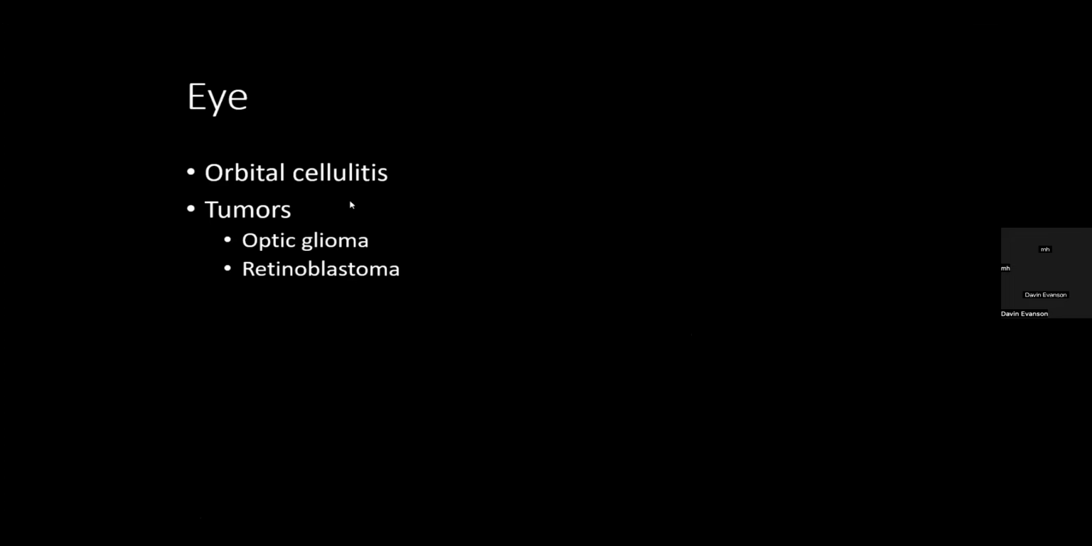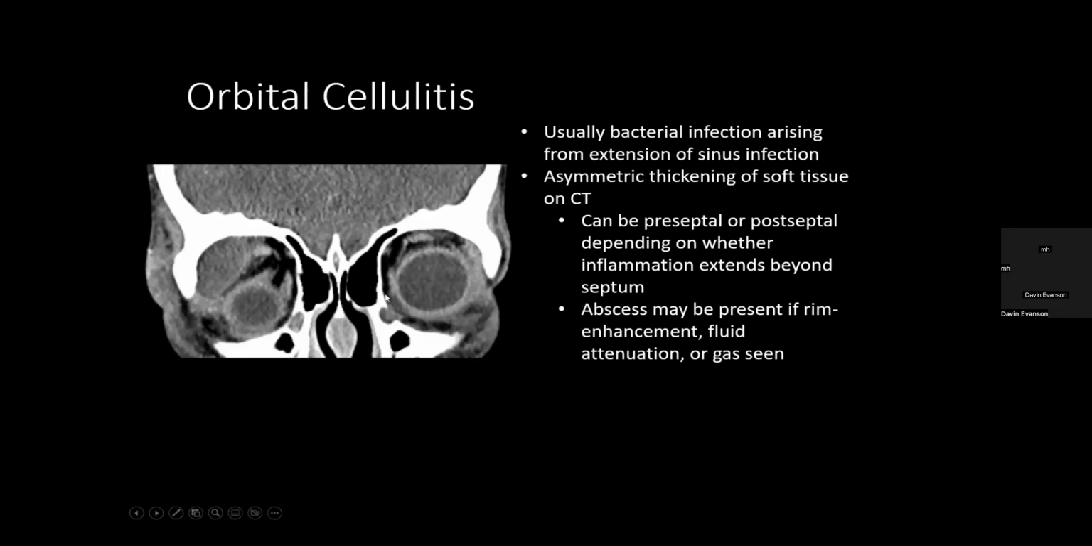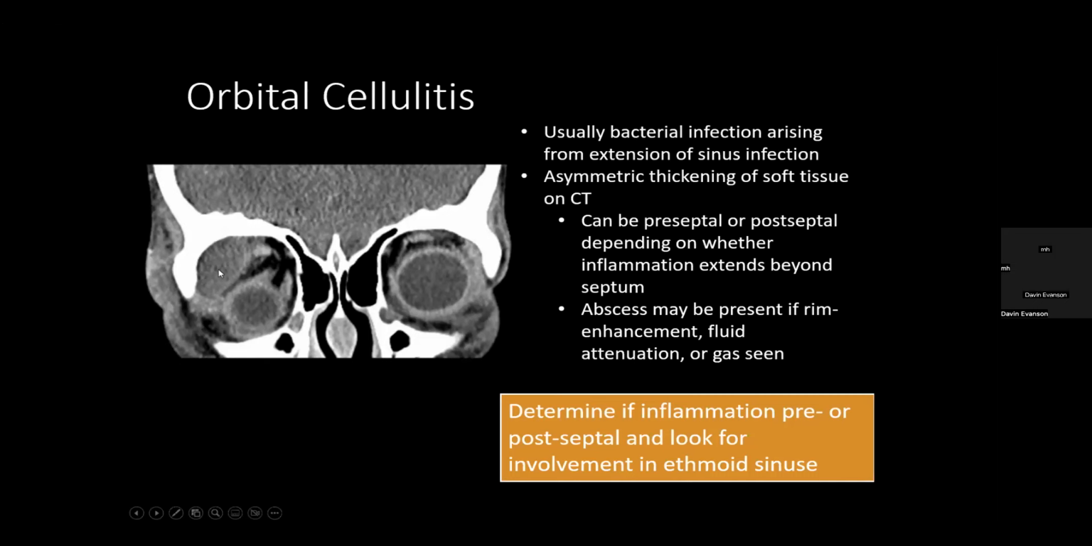Okay, the eye. So cellulitis, infection in a small space that can rapidly spread and cause complications. So diagnosing where it is, how bad the swelling is, is there an abscess, how much mass effect is there? And then the big deal, is it pre or post septal? And are the sinuses involved?